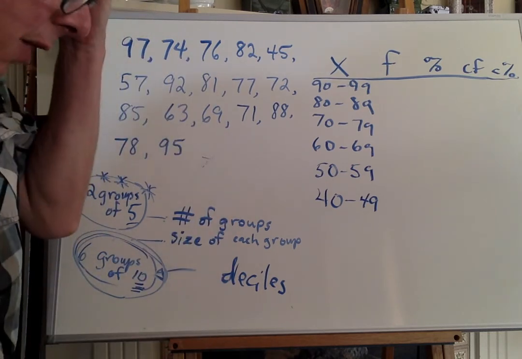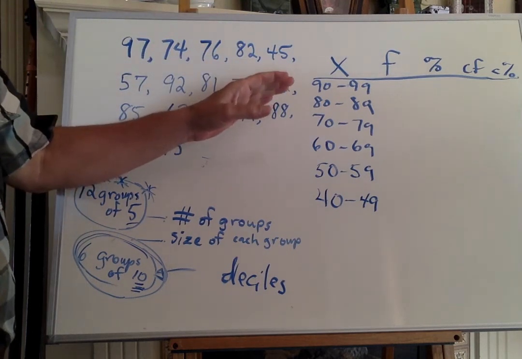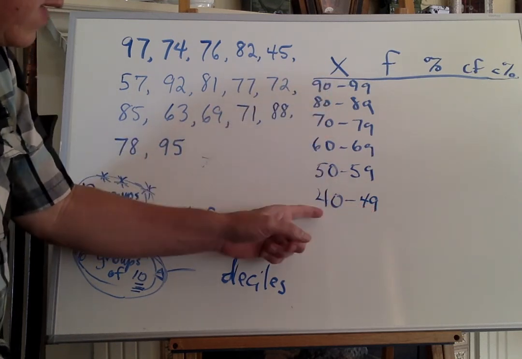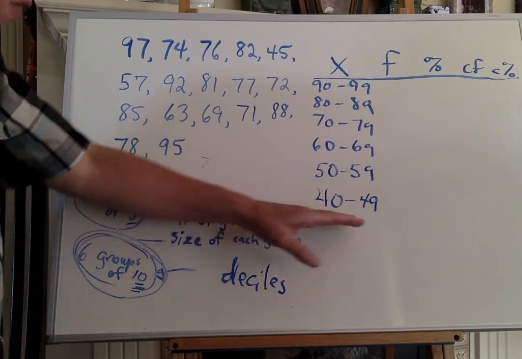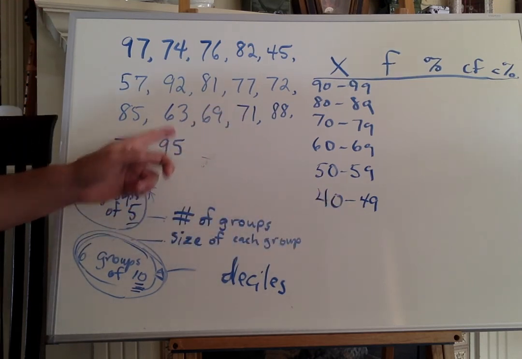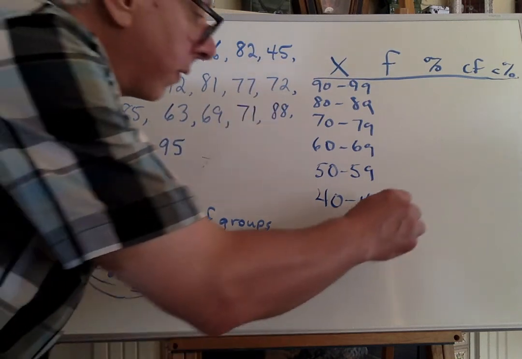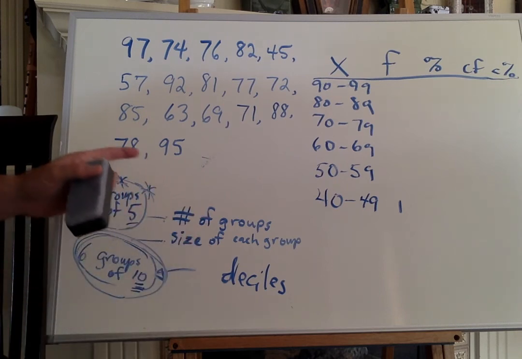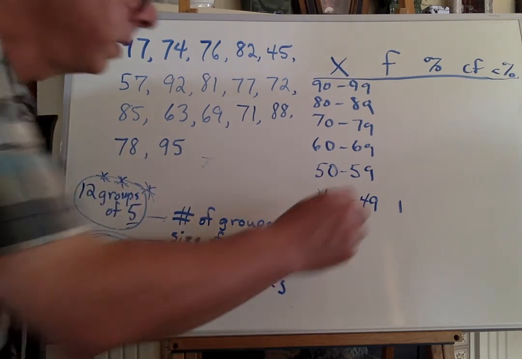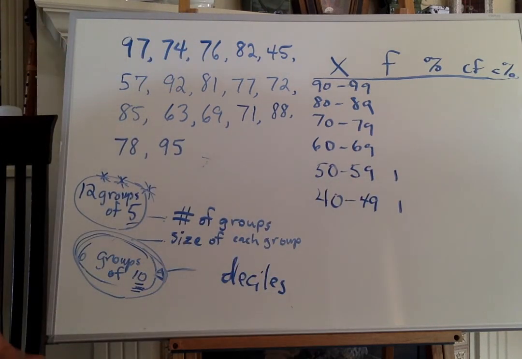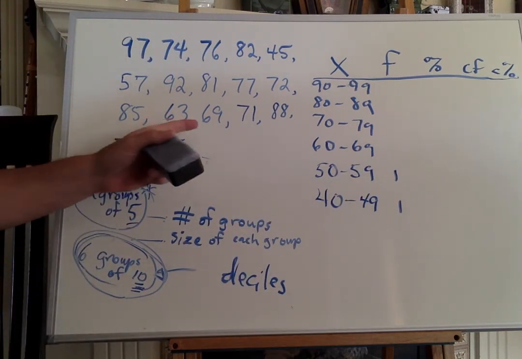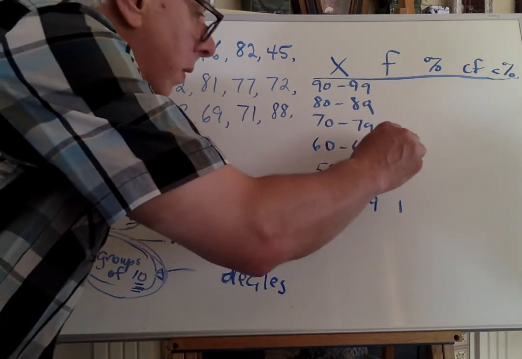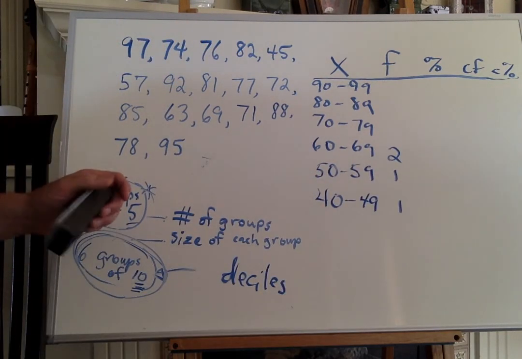So what we're going to do now is put in our frequencies for these numbers, right? So how many people were in the 40s here? 1. So we have a frequency of 1 here, okay? How many in the 50s? I think it's 1. Okay. How many people in the 60s? 1, 2. Okay, 2. How many people in the 70s?